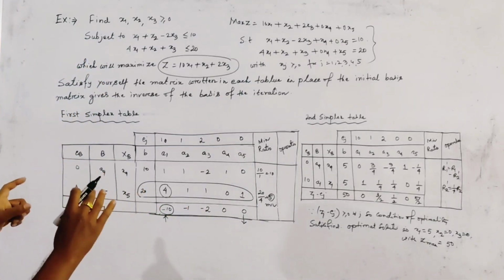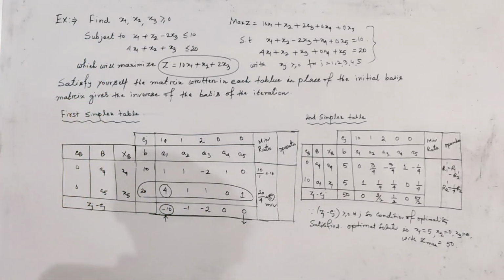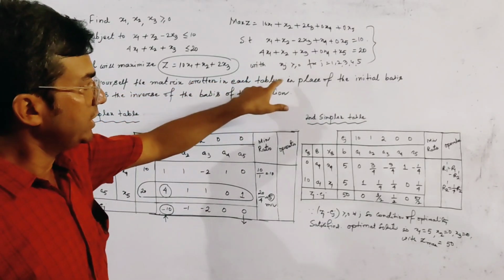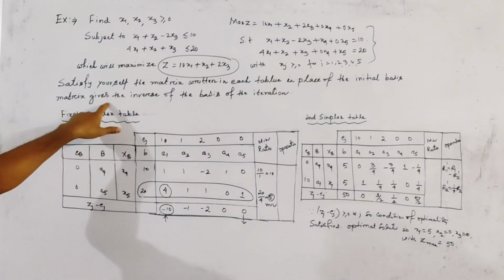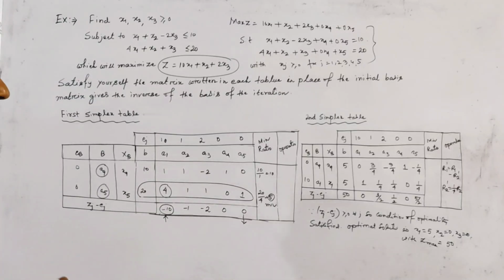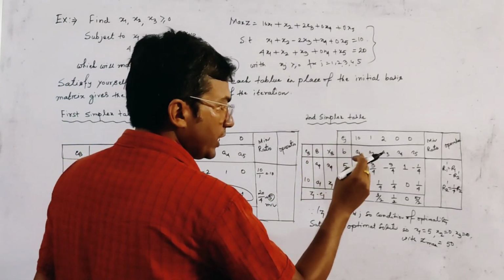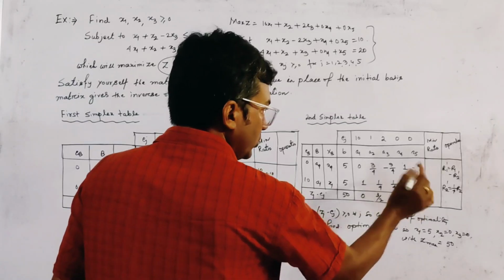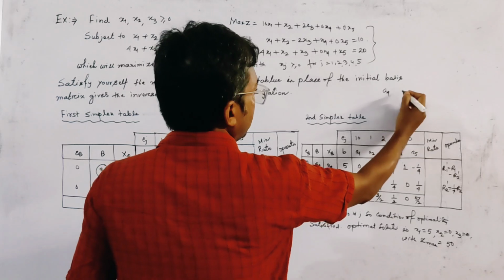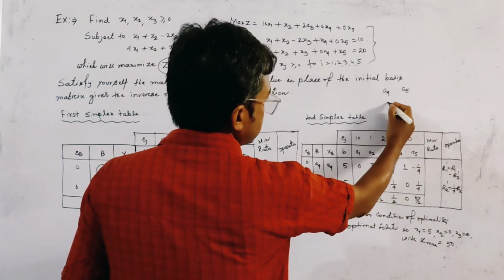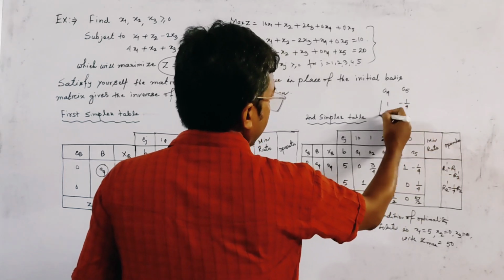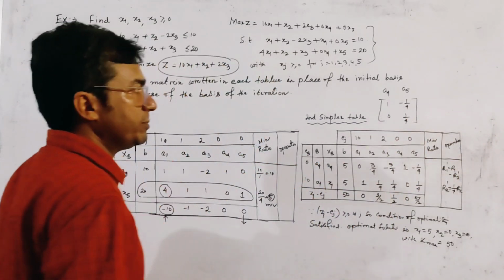Now we understand the second portion of this problem. Satisfy yourself that the matrix written in each W in place of the initial basis matrix. Here the initial basis matrix consists of A4 and A5. We see the column of A4 and A5, and we write here the columns of A4 and A5. This is A4 and this is A5. We write this 1, 0, this is minus 1 by 4, this is 1 by 4, and we write it in the form of a matrix.